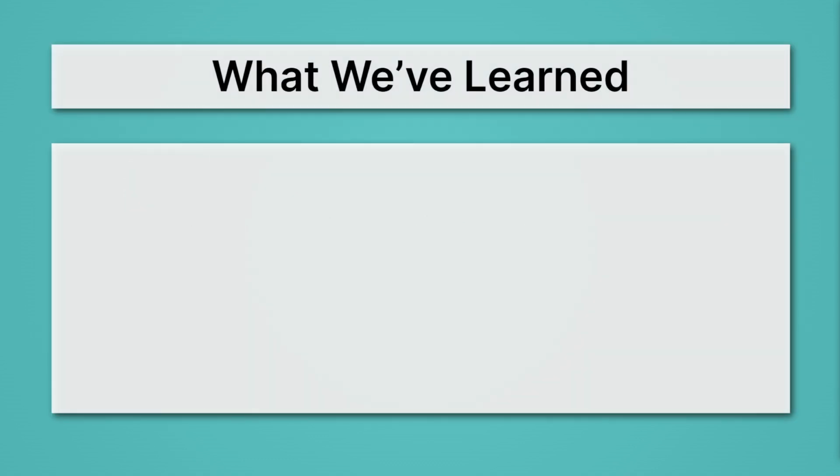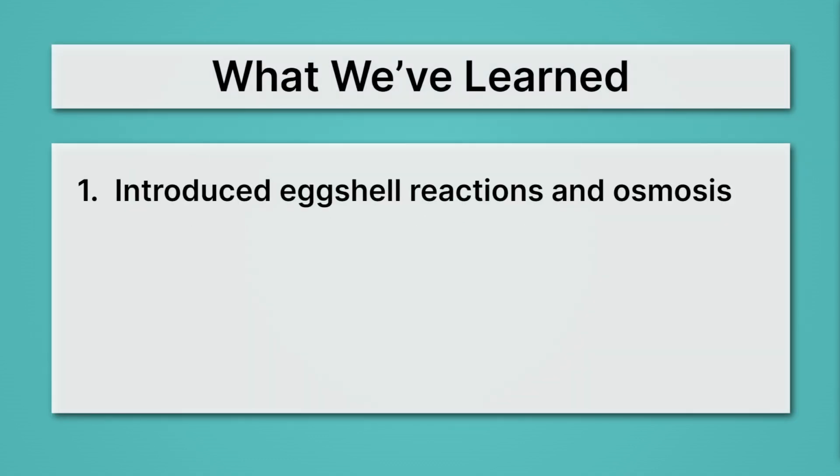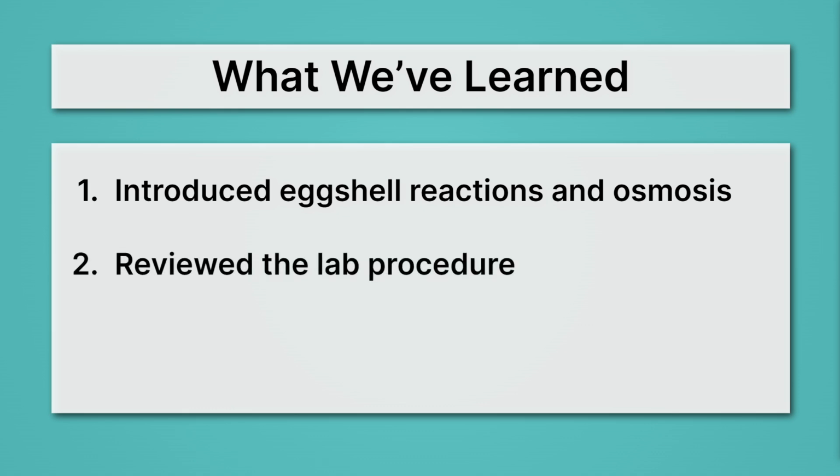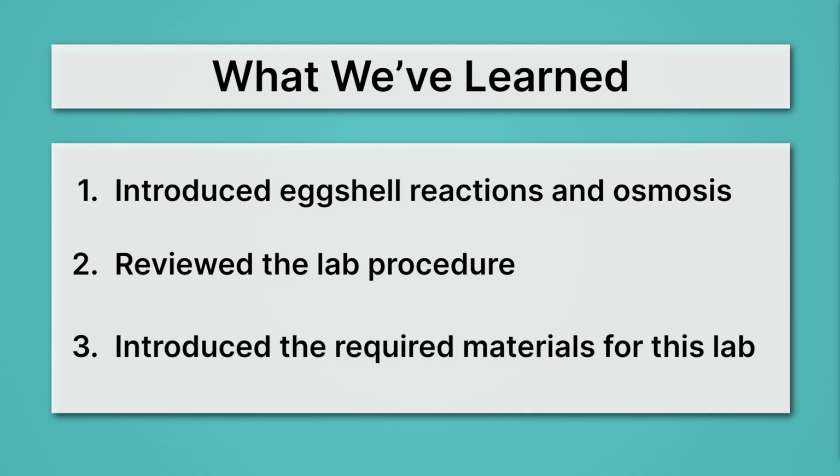All right, well, let's review what we've learned. First, we introduced eggshell reactions and osmosis. We saw that our eggshell is going to dissolve in vinegar and release carbon dioxide, which we'll see as bubbles. We also saw that osmosis allows water to flow in and out of things, that water always flows towards the higher ion concentration. Then we reviewed the lab procedure. Basically, we got 3 jars. 1 jar has pure water, 1 jar half vinegar, and the last jar all vinegar, and we're going to plop an egg in each one. Then we introduced the required materials for this lab.